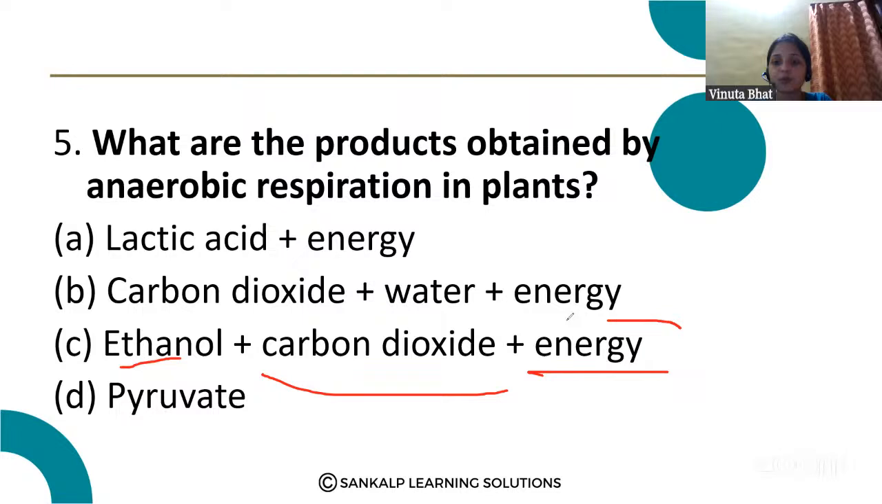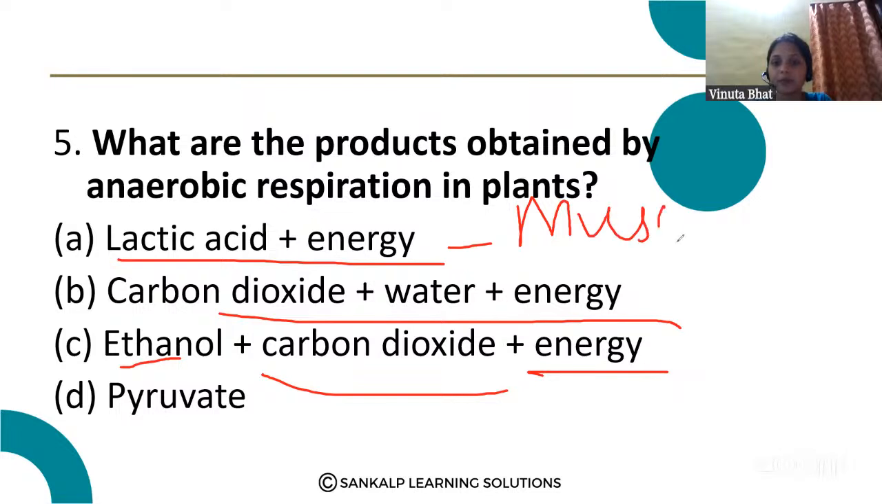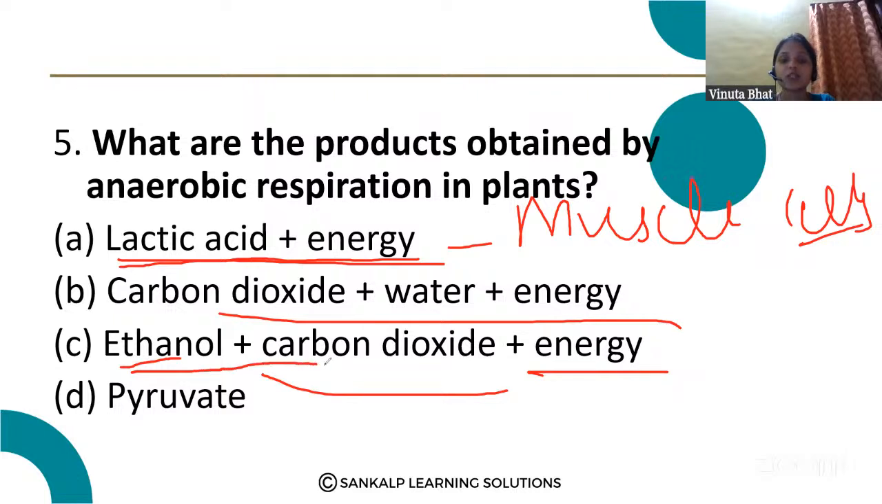So that is produced. Lactic acid and energy are produced when the muscle cells contain low oxygen. Muscle cells perform anaerobic respiration in low oxygen content. They produce lactic acid and energy. But in the case of yeast, which performs anaerobic respiration, it produces ethanol, carbon dioxide and energy.